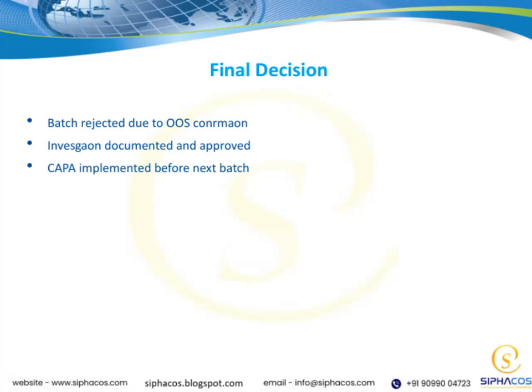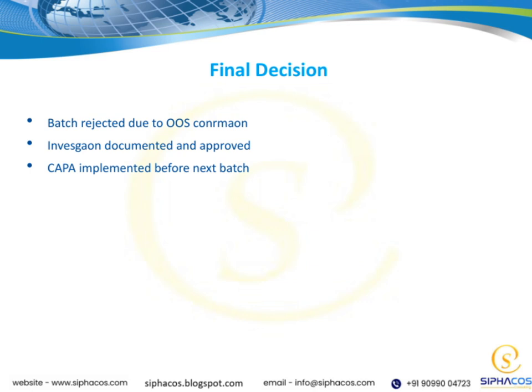Let's take a look at the final decision regarding this batch. The batch was rejected because of an out-of-specification, or OOS, confirmation. This means that the results we obtained did not meet our quality standards, prompting us to reject it to ensure safety and effectiveness. Importantly, we didn't just stop there. We thoroughly documented the investigation into what caused the OOS, and this investigation was reviewed and approved by the relevant quality teams. This step is crucial because it ensures transparency and that all root causes are properly identified.